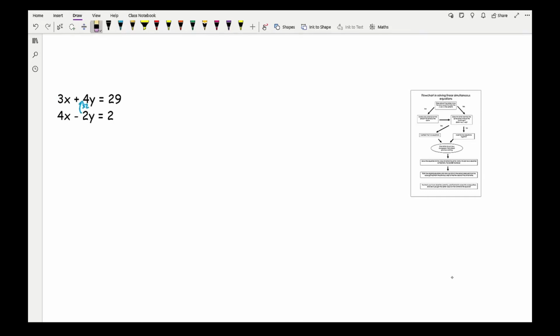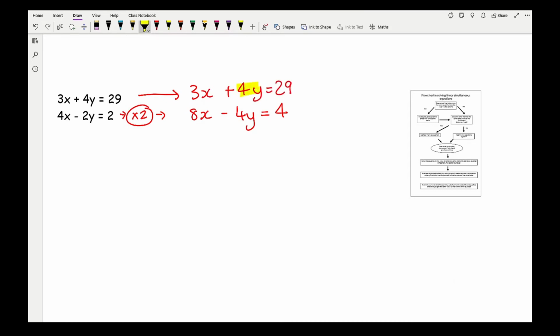So what I'm going to do here is multiply my second equation by 2. What I then get is 8x minus 4y equals 4. And I'm just going to write the first equation, which is 3x plus 4y equals 29. So now I can see that my y's are the same, but the signs are different. When the signs are different, I need to add the two equations. So 3x plus 8x is 11x, 4y plus minus 4y is nothing, and 29 plus 4 gives me 33.